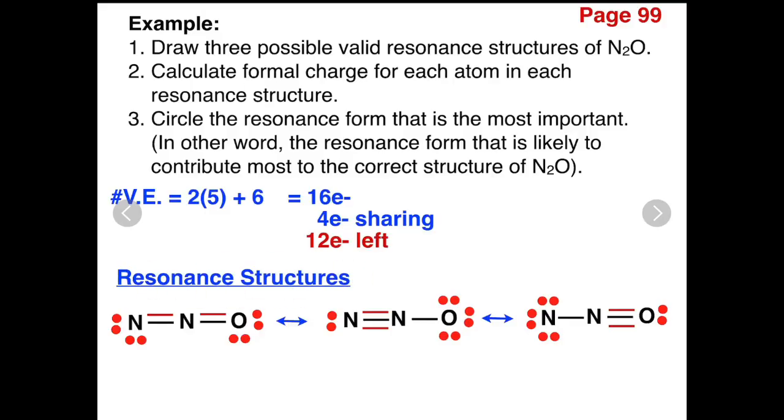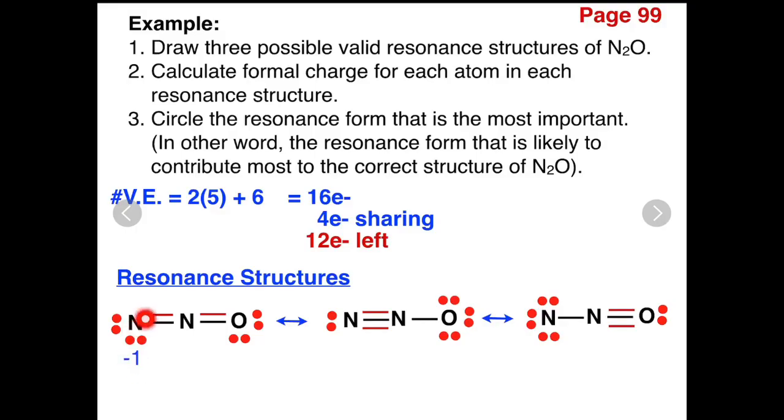Now, the resonance structures also have a most important structure, the one that is going to contribute most to the correct structure of the compound. You can find that by using the formal charge. So here you are going to calculate the formal charge of nitrogen, and it comes out equal to -1. How did I get -1? Again, refer to the previous video.